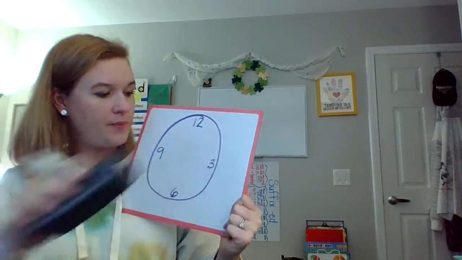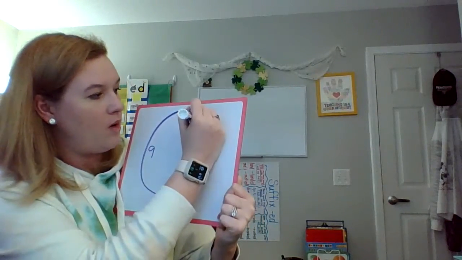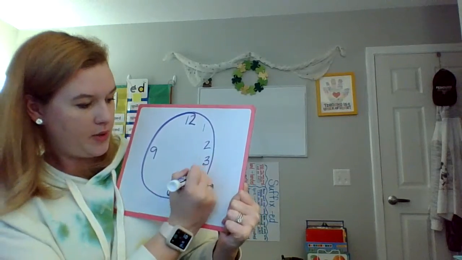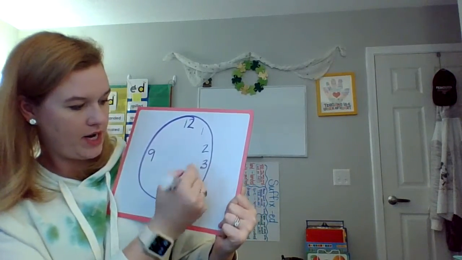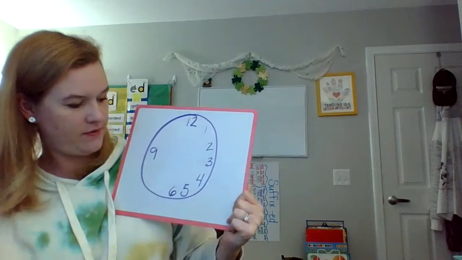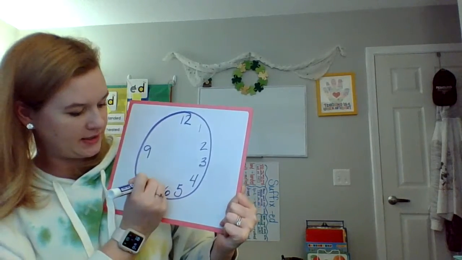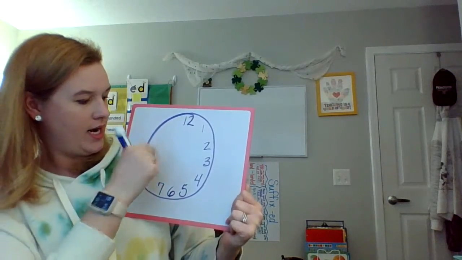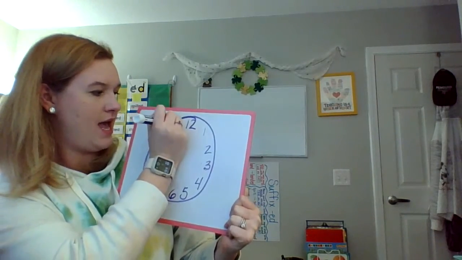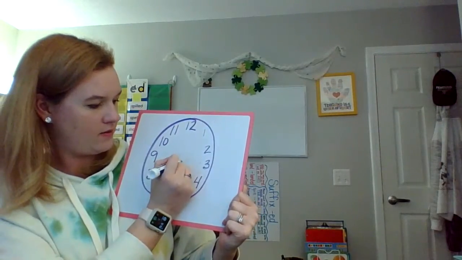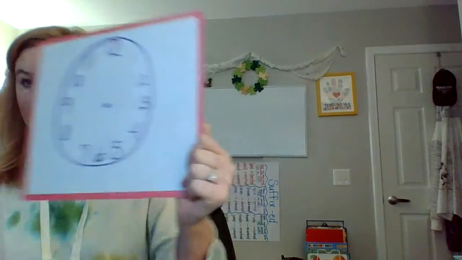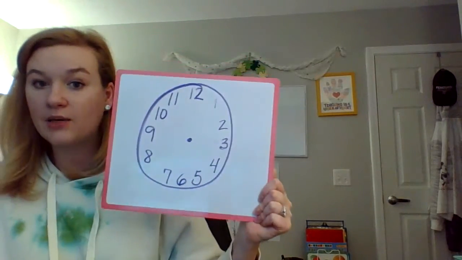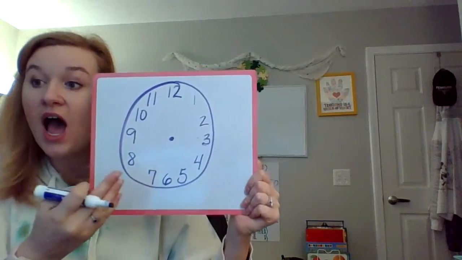Then you're going to fill in the other numbers. You're going to put a 1 and a 2. You're going to put a 4, 5. Put a 6, 7, 8. And a 9, 10, 11. And that's how you draw a clock. Yeah, good job, Bristol.